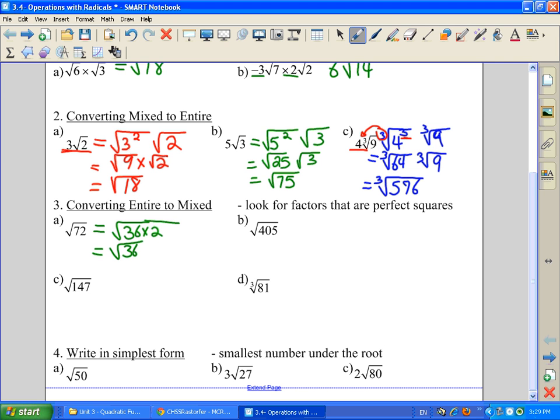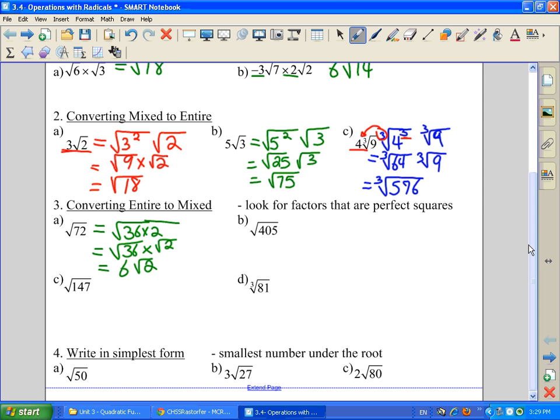So it's going to be root 36 times root 2, which equals 6, because that's a complete square, root 2. I just lost my place there. Sorry. Okay, all right, let's try example B.